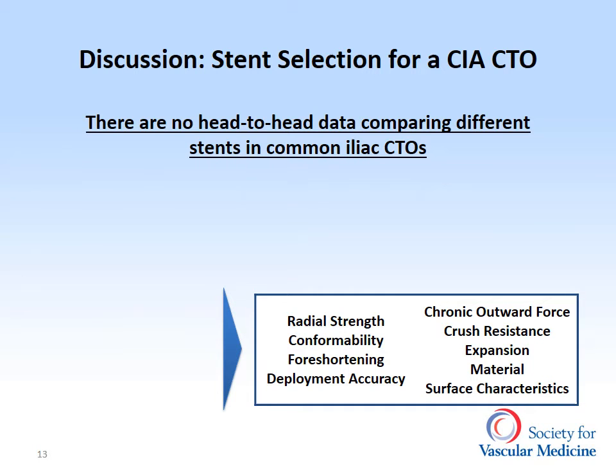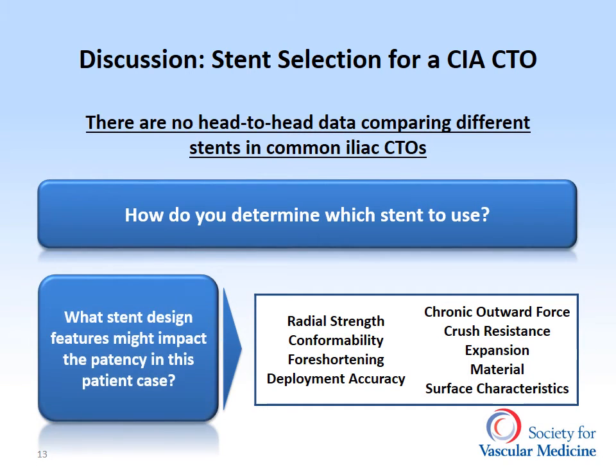There are a number of stent features that should be taken into consideration. These include radial strength, conformability, foreshortening, deployment accuracy, chronic outward force, crush resistance, expansion, stent material, and surface characteristics.